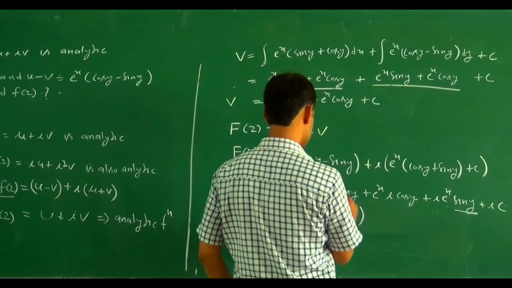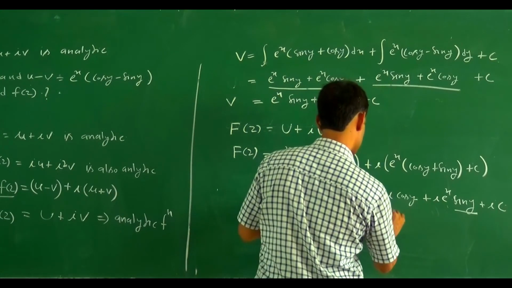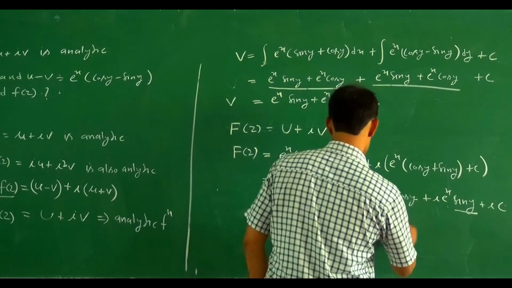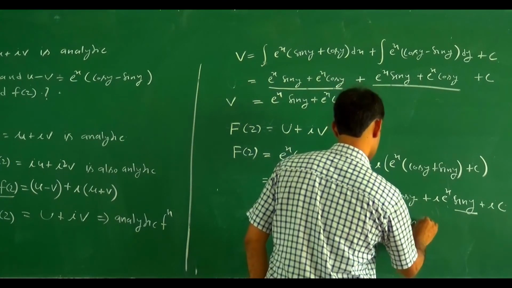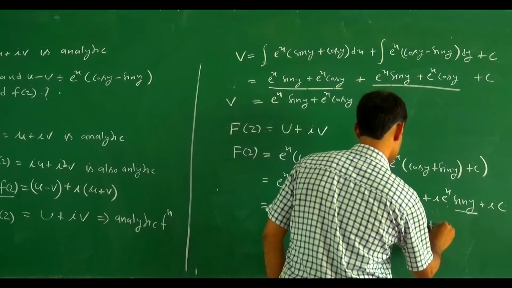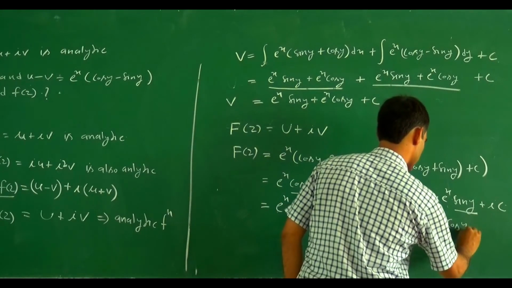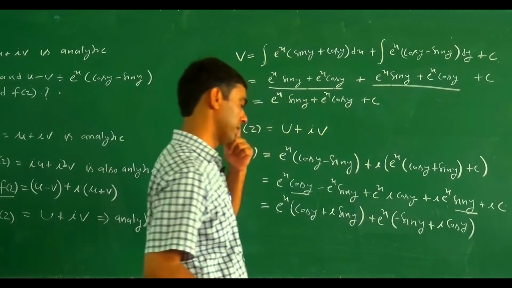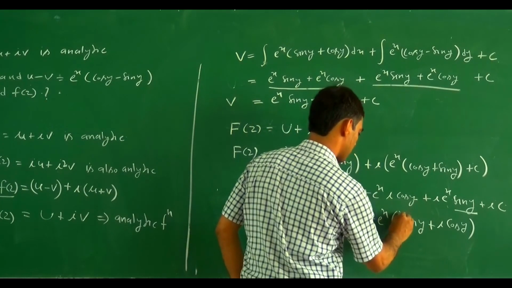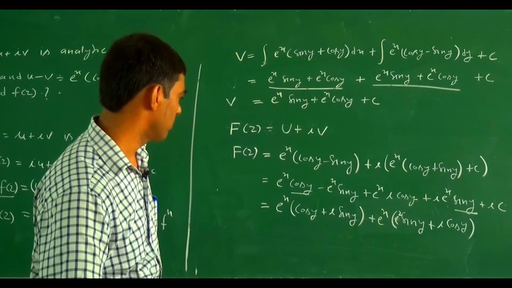Now from here, this becomes plus e to power x, then here this becomes sin x minus sin y plus i cos y, and minus 1 can be written as i square. So now if we simplify this one, what is the result?